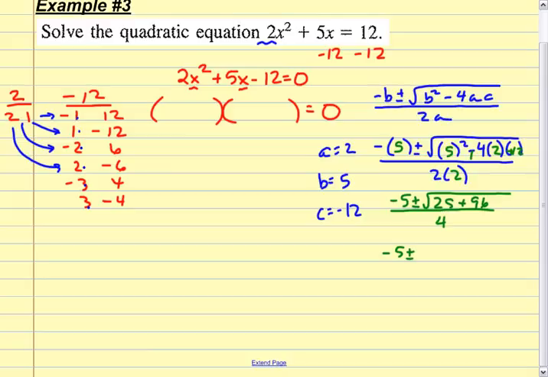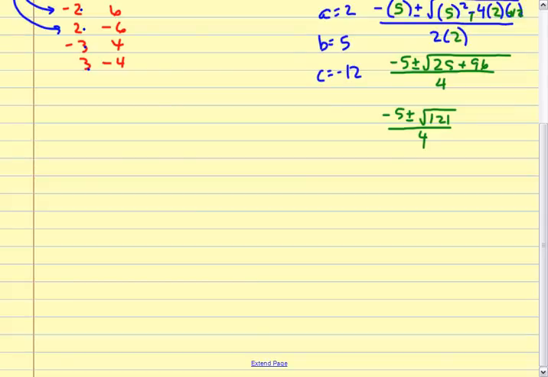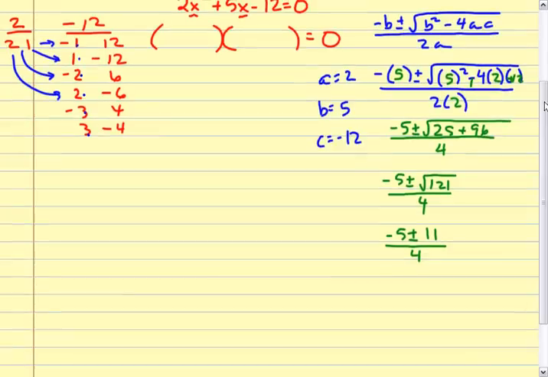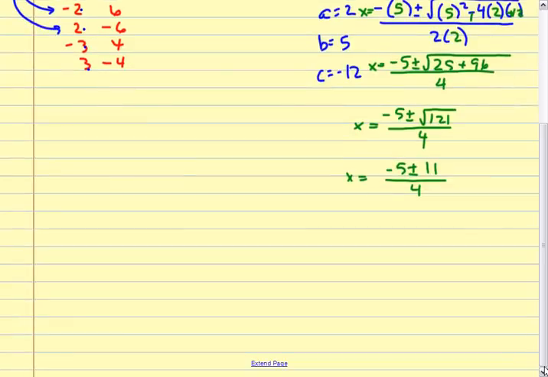Negative 5 plus or minus the square root of 121. For those of you who know your times tables, you will know that that's going to be negative 5 plus or minus 11 over 4. Now remember, this whole time, there's been an x equals out here. X equals, x equals, x equals. That's exactly what we want to know. Now here at the last bit, we're going to write x equals negative 5 plus 11 over 4, and x equals negative 5 minus 11 over 4.